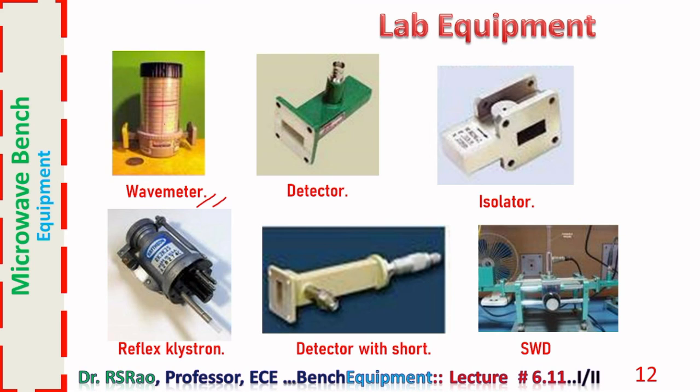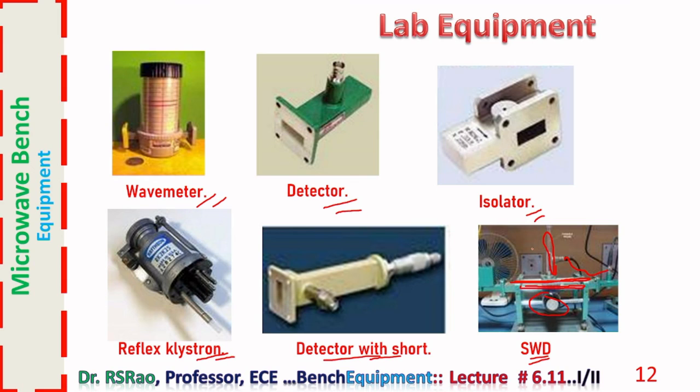Wave meter, one can see it is cylindrical. Detector, isolator, reflex klystron, detector with short, standing wave detector. One can see so many components in the arrangement called the standing wave detector. Here is a slotted section waveguide. Above this is the tunable probe. The output of the tunable probe is connected, most of the time, to a VSWR meter. Here exists some scale. This is a rack and pinion arrangement.